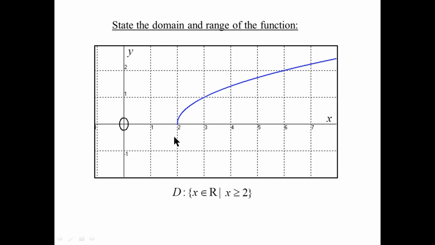While for range, we can say that range is the set of y is in real numbers such that. That's what all those symbols mean. And then in conversation, we can see that y starts at 0 on the y-axis here. Y starts at 0 and goes up and up and up. So y is greater than or equal to 0. In interval notation, x is in the interval between 2 and infinity, while y is in the interval between 0 and infinity.